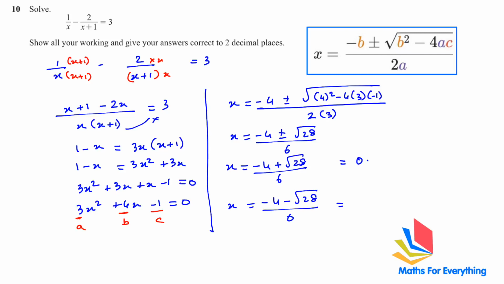We got 0.215, rounding it to 2 decimal places, 0.22. And the other number is negative 1.548, so rounding it to 2 decimal places, negative 1.55. I hope you understand how to round. If I'm rounding to the second decimal place, I look at the number after it. If it is 5 or more than 5, I add 1. That's the same thing we do here. I look at the number after the second decimal place, and if it's 5 or more, I add 1 to this number.